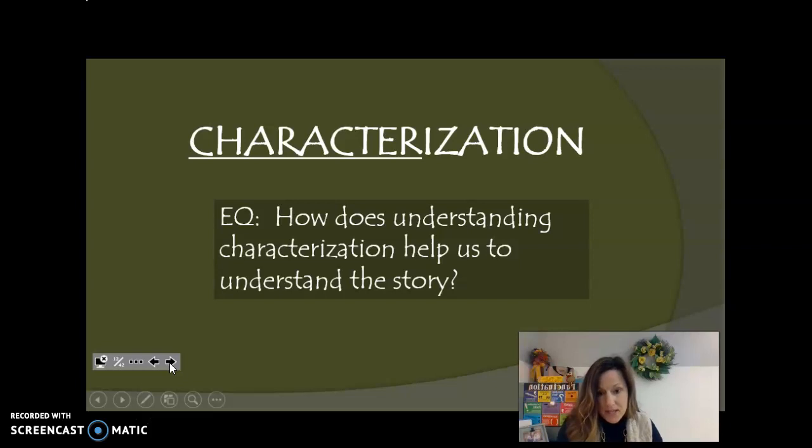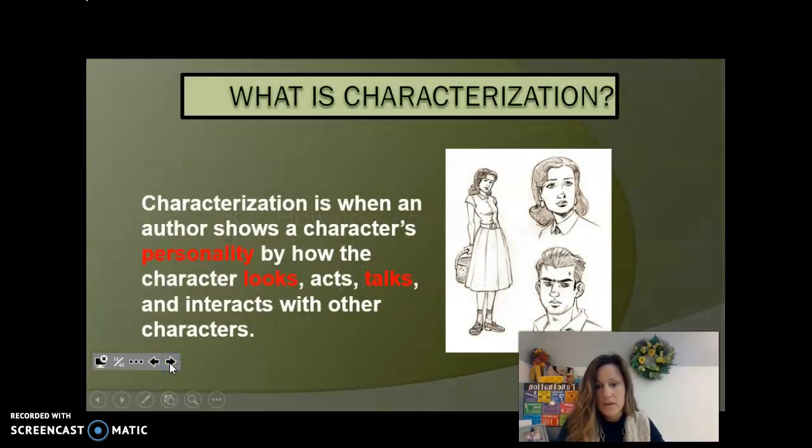How does understanding characterization help us to understand the story? So what is characterization? As we go through this PowerPoint presentation, remember you're writing the red words, the ones that are written in red lettering. You're writing those in your blanks in your note sheet, okay? So characterization is when an author shows a character's personality by how the character looks, acts, talks, and interacts with other characters.